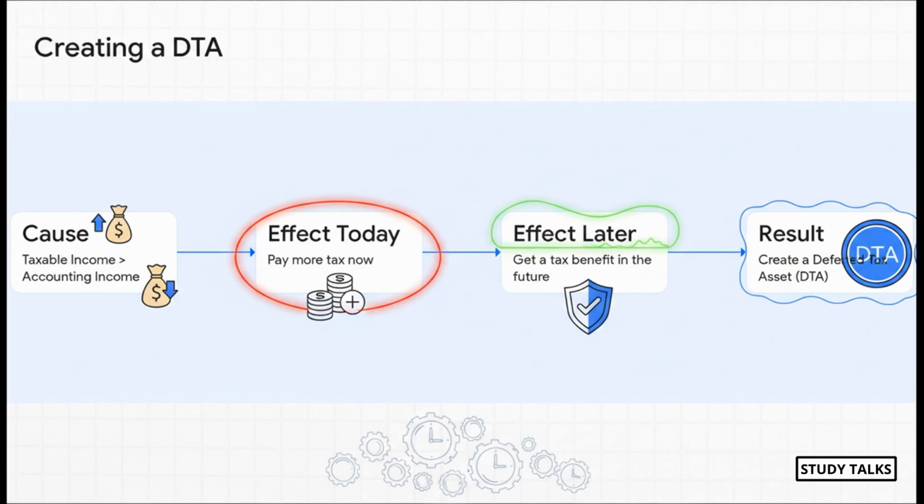Your taxable income is higher than your accounting income, so you end up paying more tax today than your books say you should. You've basically prepaid your future tax bill. And what is a prepayment? It's an asset. You've created a future tax benefit for yourself, and that's exactly what a deferred tax asset is.